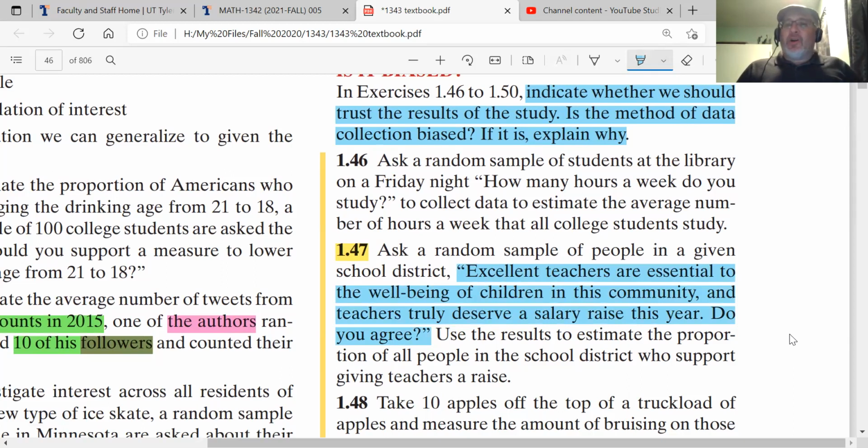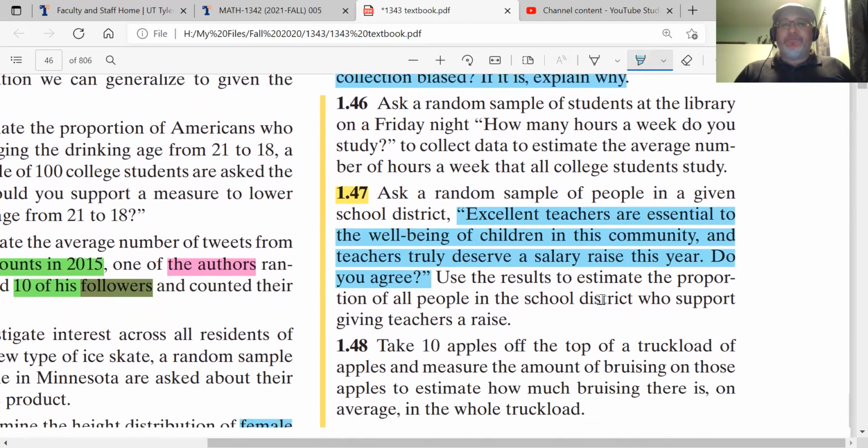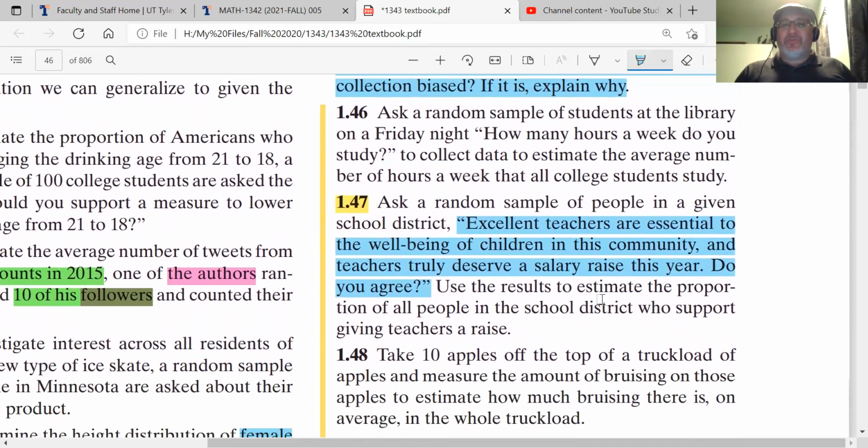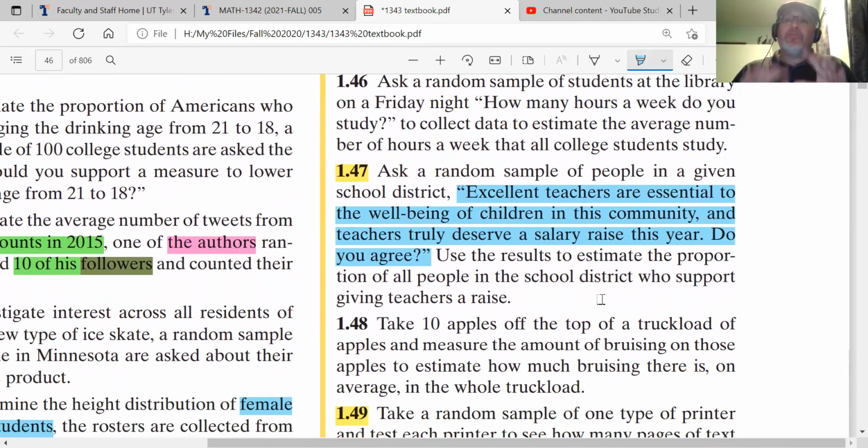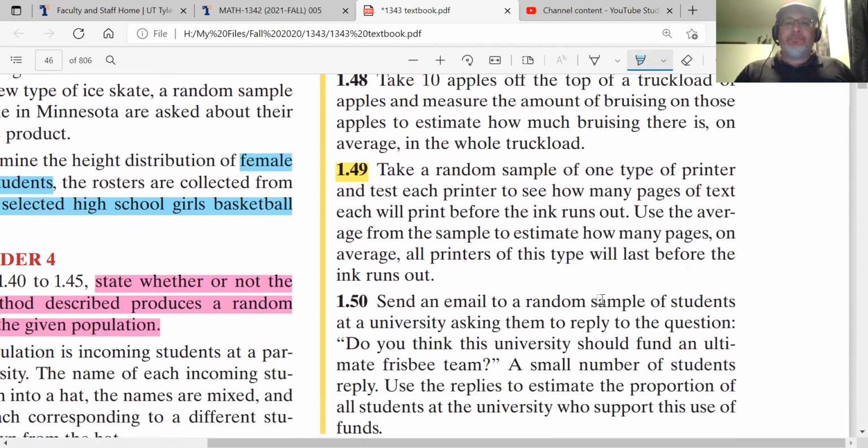So how could we make this a more objective question? We could simply say, do you think teachers deserve a salary raise this year? End of story. By laying out this first batch about excellent teachers, et cetera, you're already influencing the answer. So no, we can't trust the results of the study. And you'd be surprised how many professional companies like news companies and media companies are really bad about collecting data without bias.